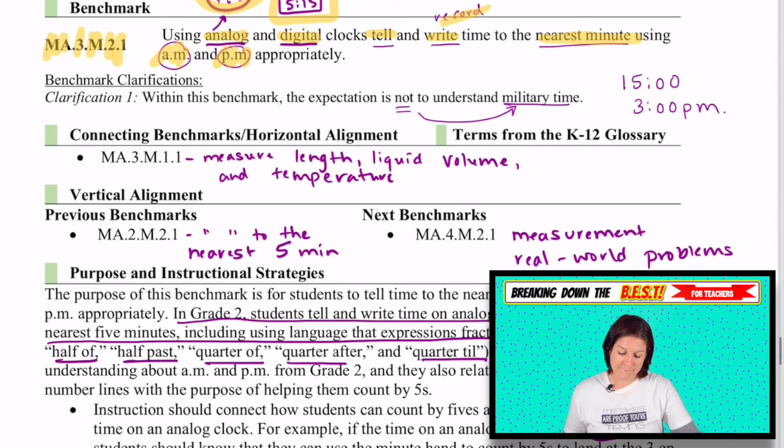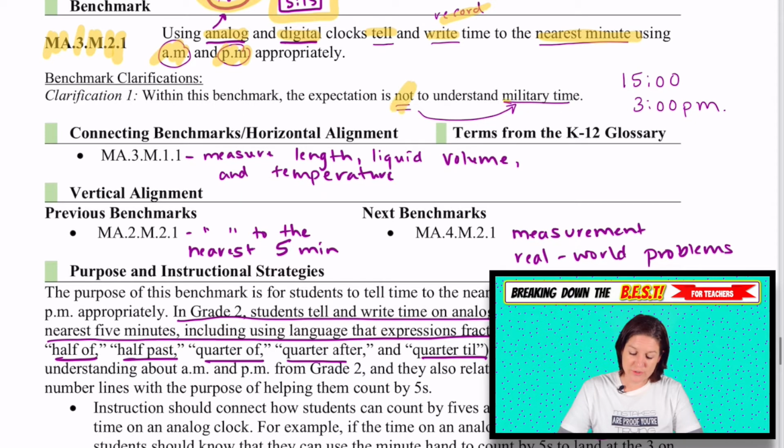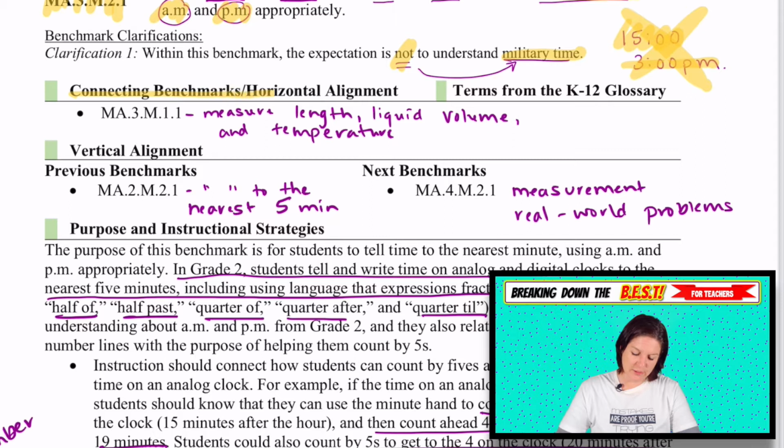Okay, so the clarifications say that within this benchmark, the expectation is not to understand military time. Military time is like, instead of saying 3 p.m., we would say 1500, right? So we do not have to worry about that. All right, what connecting benchmarks do we have?